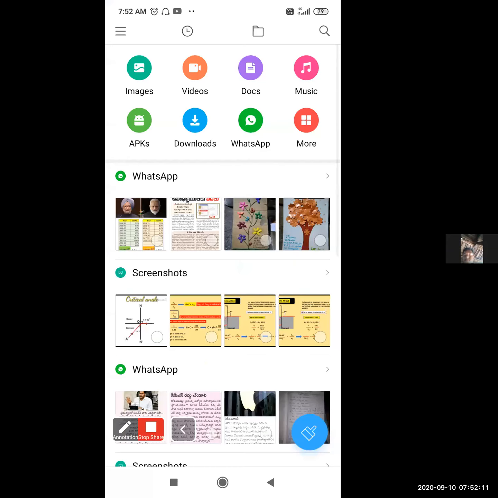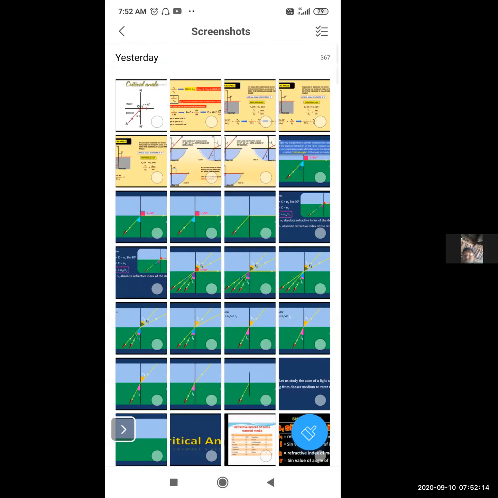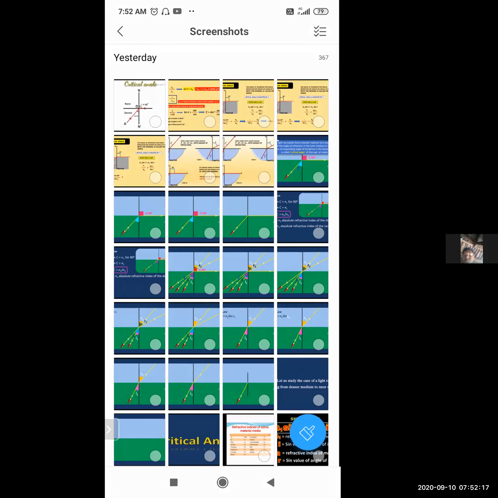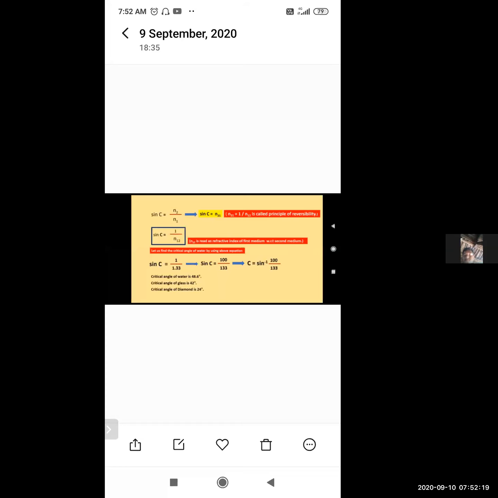Yes. Now again, we go back to slides, students. Look at the phone screen, everybody. I give you all this now. This one. At the top, sin C is equal to N2 by N1, the formula for critical angle. Below, critical angle of water is 48.6 degrees. Glass 42 degrees. Critical angle of diamond is 24 degrees.